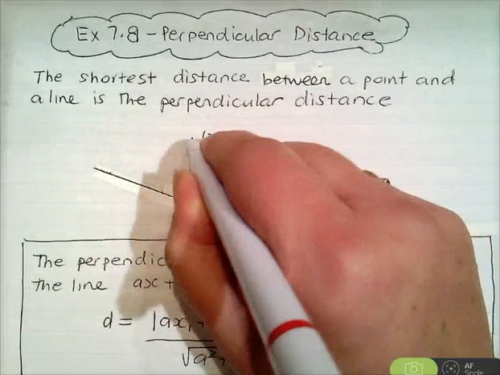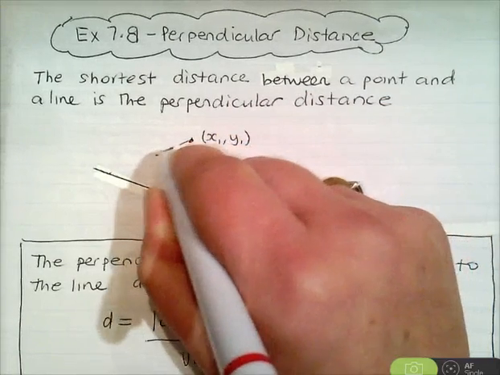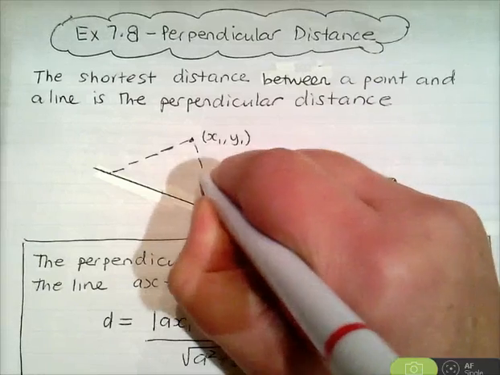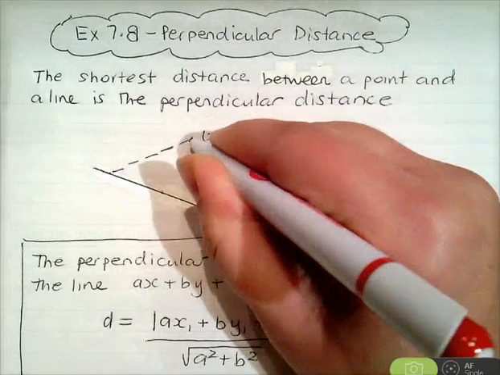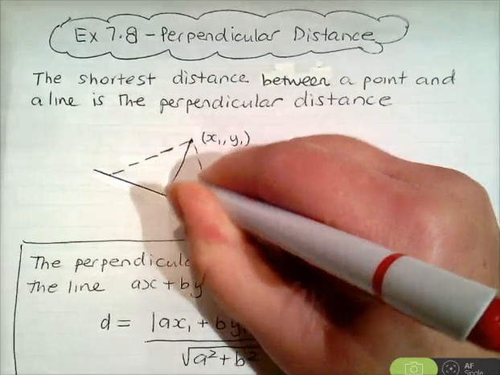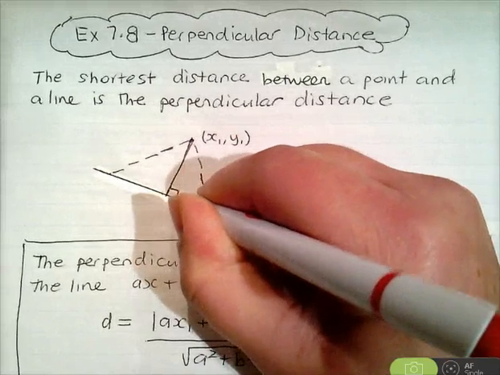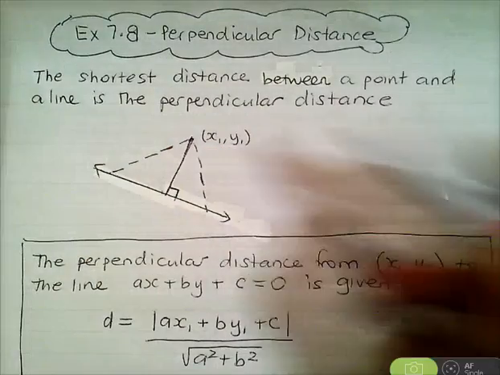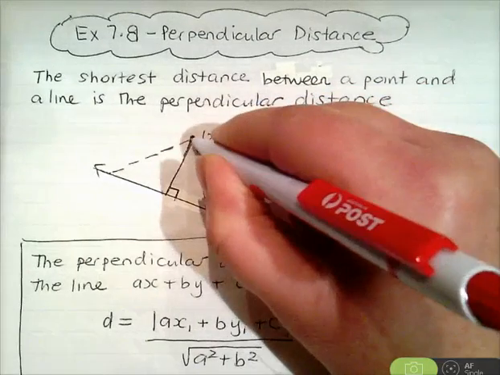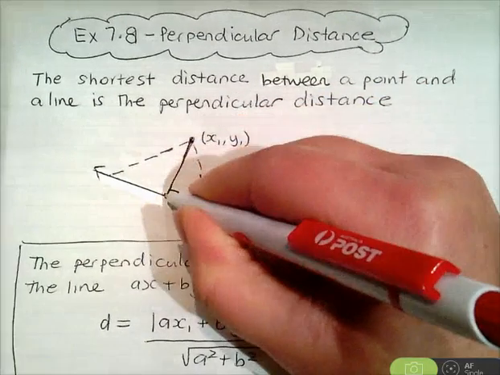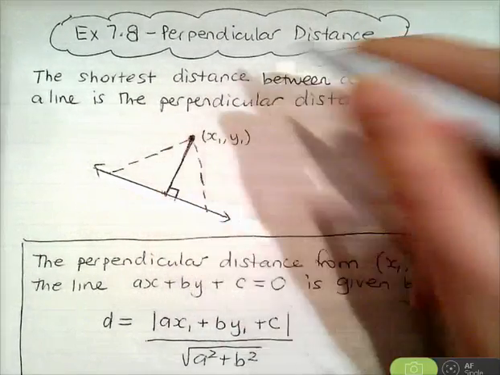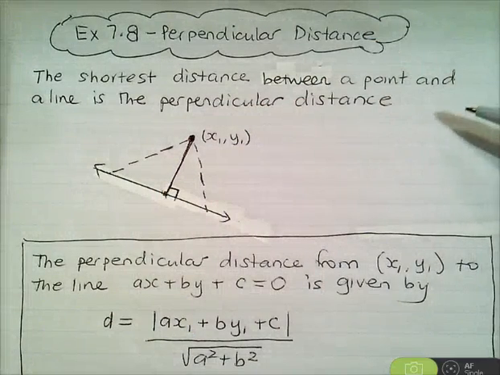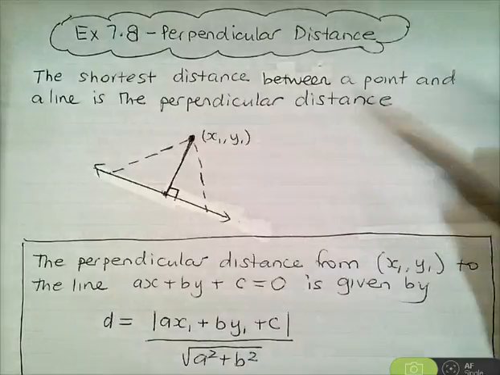I mean, we can take many different distances, say across here, or this distance across here, but neither of these distances are the shortest distance. The shortest distance will be the perpendicular distance of the point to this line down here. So whenever we talk about the distance of a point to a line, we talk about the perpendicular distance of the point to a line because that is the shortest distance between the point and the line.